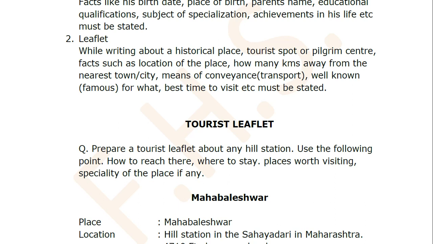Okay, so this tourist leaflet will have all the information required to visit that place. Clear? Now here also remember you have to write the facts, not something that you're not sure of. I will tell you how you can make little changes according to your knowledge if you don't know the facts. So let's read this. While writing about a historical place, a tourist spot or program, a pilgrim center, facts such as location of the place, how many kilometers away from the nearest city or town, means of conveyance such as transport, what it is well known and famous for, best time to visit, etc. must be stated.